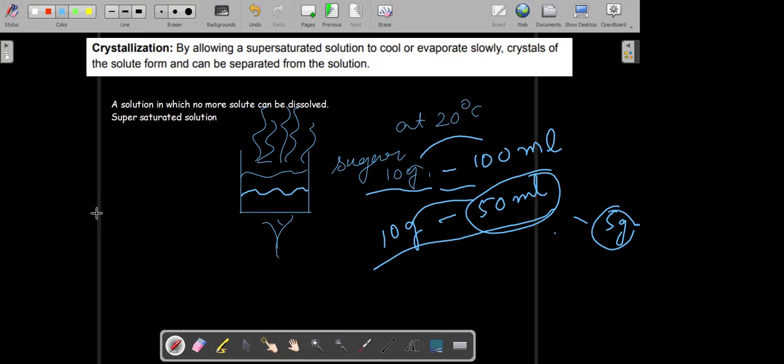Sir, here in this process we also have to cool it down. Yes, you have to cool it down. So when you cool it down, its temperature again becomes 20 degrees Celsius. At 20 degrees Celsius, it won't be able to dissolve this 10 gram. It will be able to dissolve only a few lesser grams. So the extra amount of copper sulfate or sugar, whichever is there, will be forced out of the solution. Hence it forms crystals.